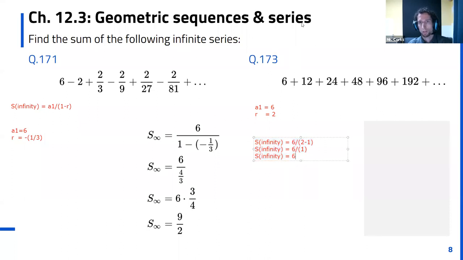Let's copy this and paste it. So let's try this with 1 minus r, 1 minus 2. And so then on the bottom, we would get 6 over -1. So what would the infinite sum be? -6, but it doesn't make sense. You're right, it doesn't make sense. What went wrong here?